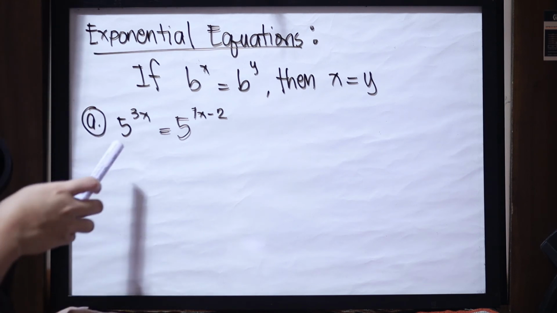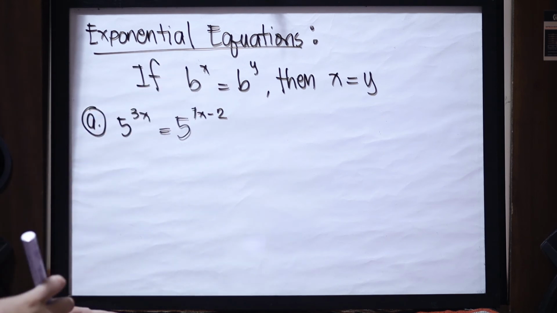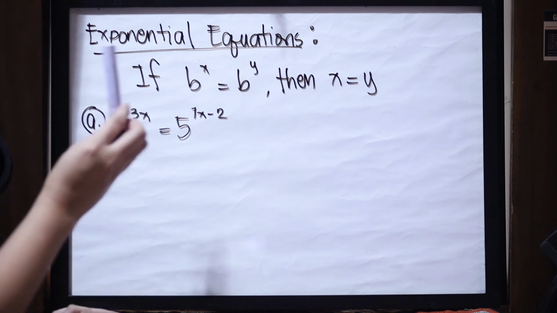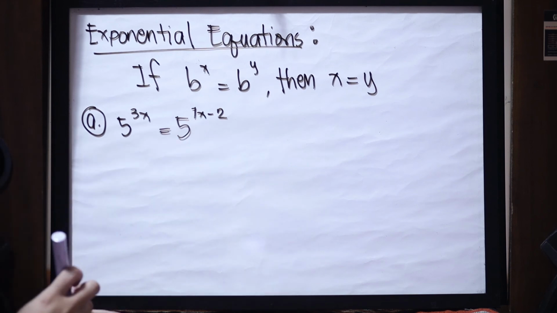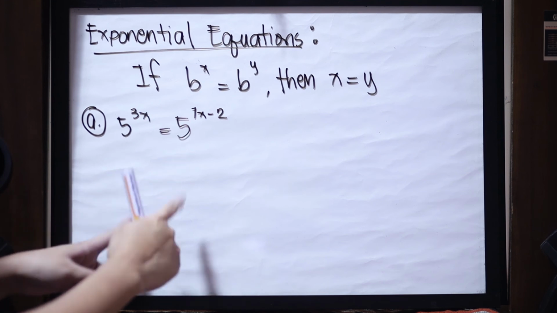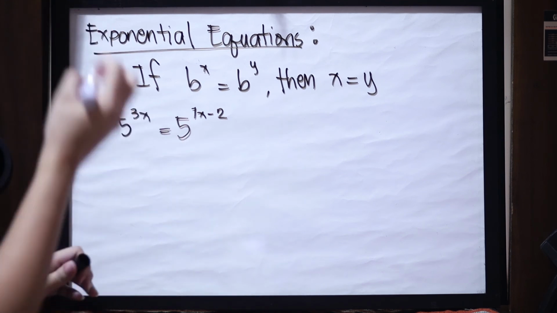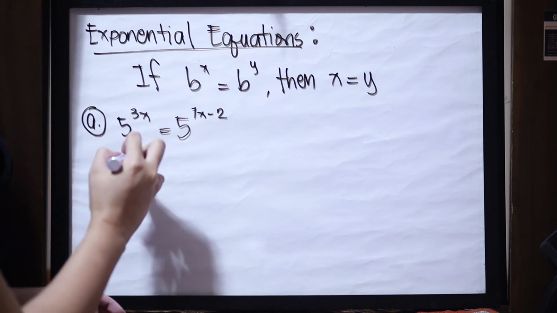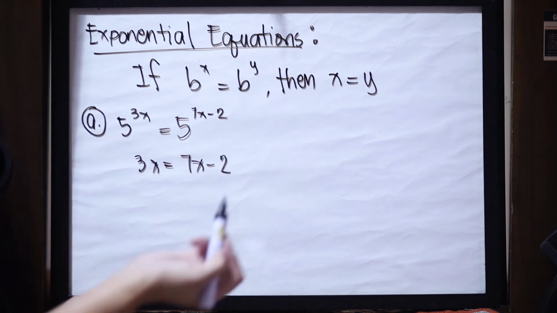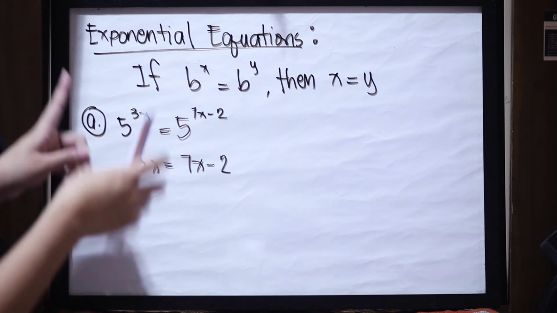Example, we have 5 raised to 3x is equal to 5 raised to 7x minus 2. So, una, isa lang yung base na nasa left, isa lang yung base na nasa right. Tapos, as you can see, the same yung base nila, which is yung 5. Dahil the same yung base nila, isa lang yung base on both sides of the equation, we can say that 3x is equal to 7x minus 2. Nasusundan po ba?